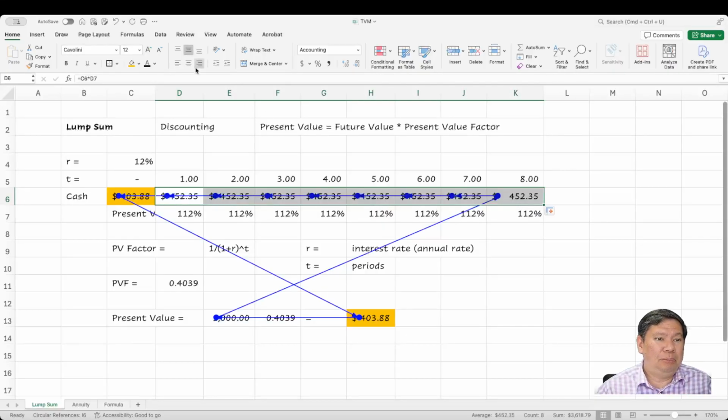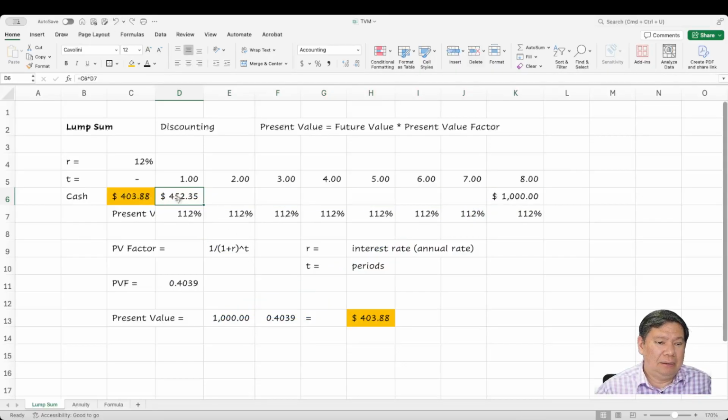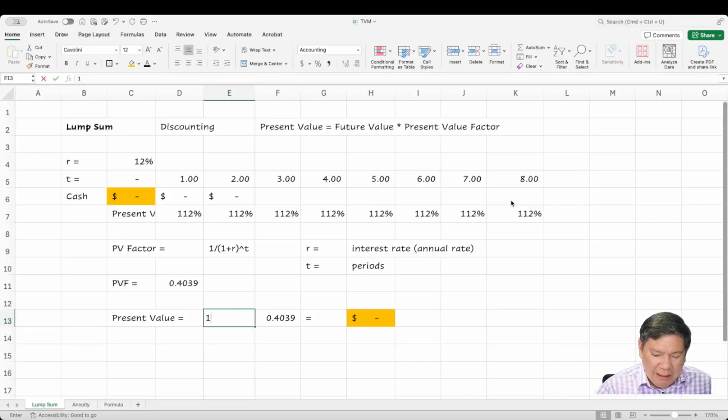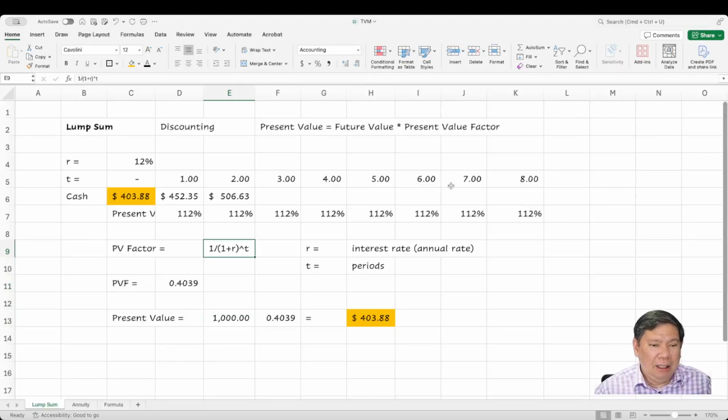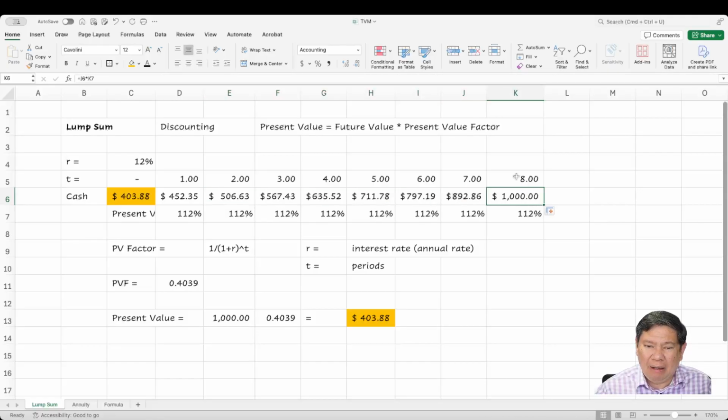So let's put 1,000 here. Now it's back. If you have 403.88 now, and you keep investing with 12% return, you see that after 8 years, your money will grow to $1,000.